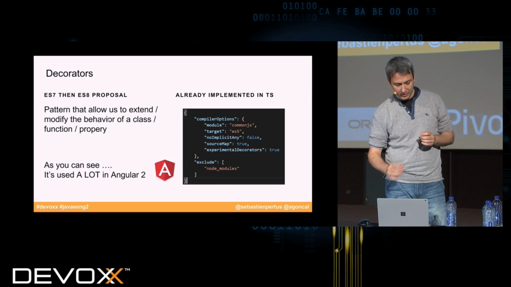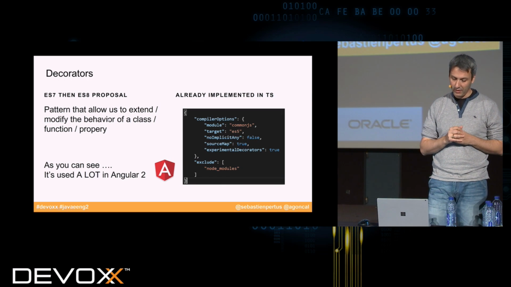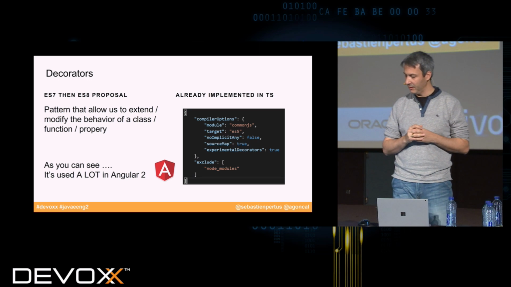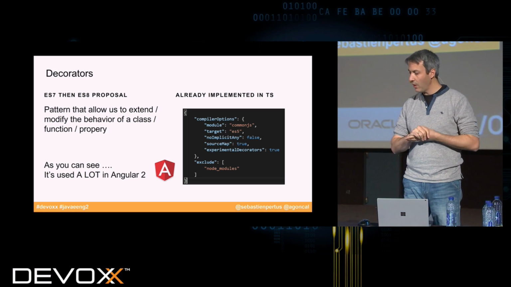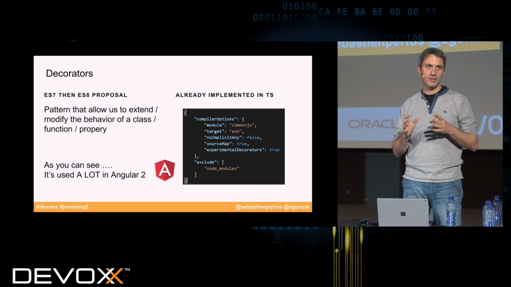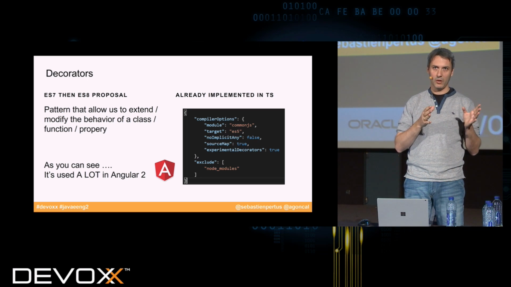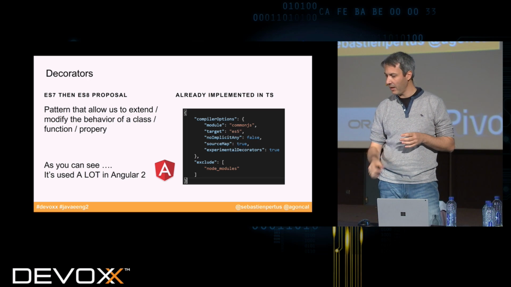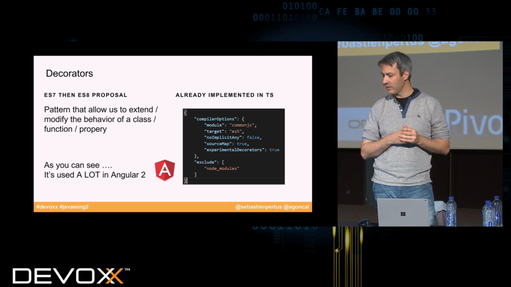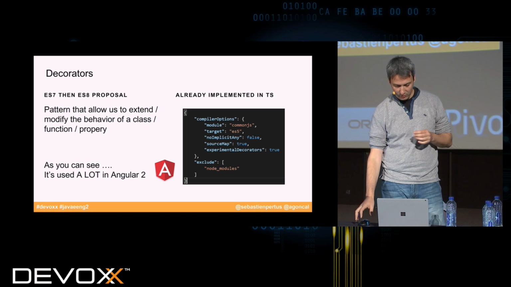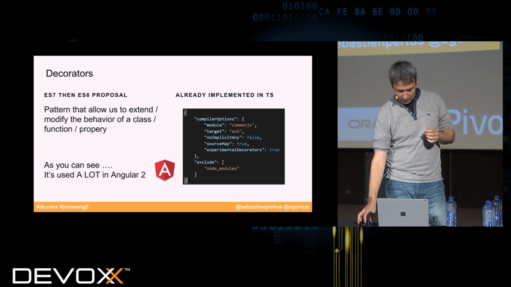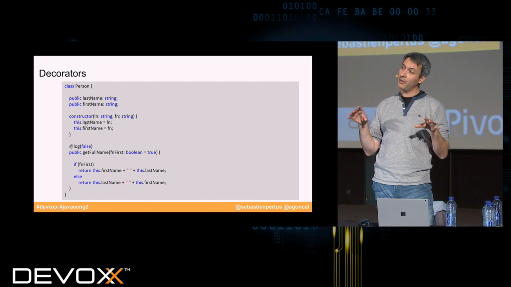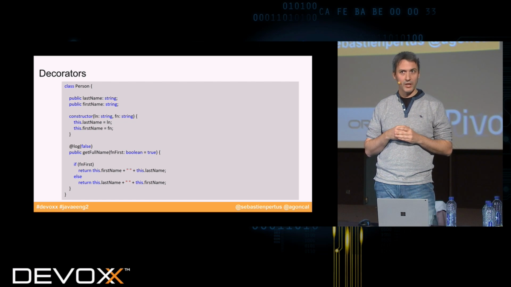As I said, decorators are something not implemented right now in JavaScript, so you have to enable them like I did for the strict null checking. You have to enable it in your TS config file, so you have to put the experimentalDecorators property to true, and you can use it. And you can already use decorators in your own TypeScript project.